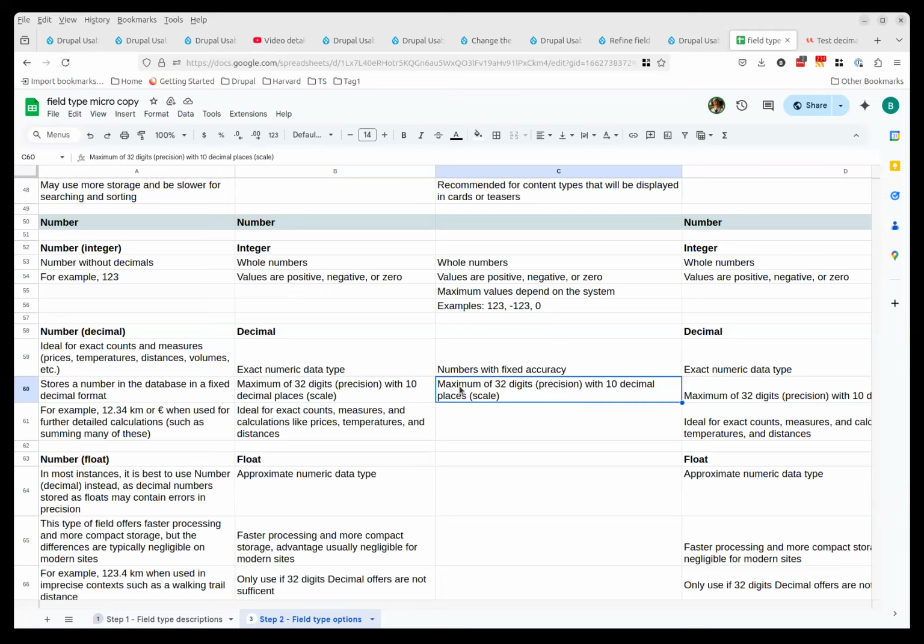Where is? Here it is. Limit of 32 digits precision with 10 decimal places scale. Are those in the right order? Should we have scale first and then the, as I say, digits after the decimal point?